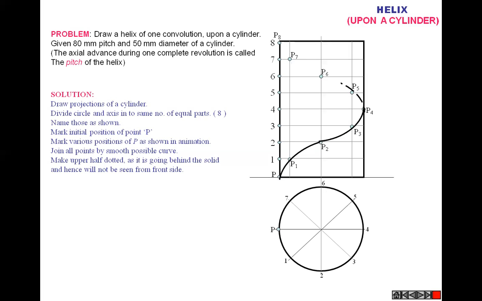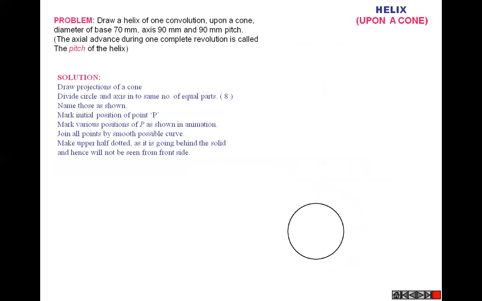So join all the points. Now why is there a dotted line from P4 to P8? You can see here P4, 5, 6, 7, 8. This is the back side of the cylinder if the observer is looking from this side. This is the front view direction. Then the points P4, P5, P6, P7 and P8 are at the back side of the cylinder, so we have to draw that with a dotted line.